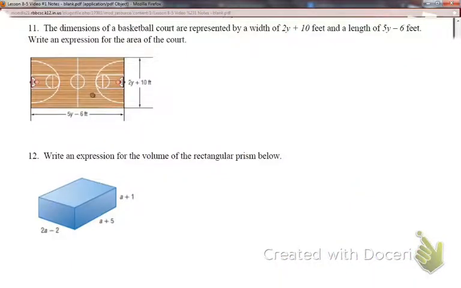Alright, the final thing to do for our notes is a couple of application problems. This lesson can definitely apply to area and volume, so that's where we're going to see it the most. In number 11 here, we have the dimensions of a basketball court represented by a width of 2y plus 10 feet and a length of 5y minus 6 feet. Write an expression for the area of the court. Well, a basketball court is one big rectangle, so area equals length times width.